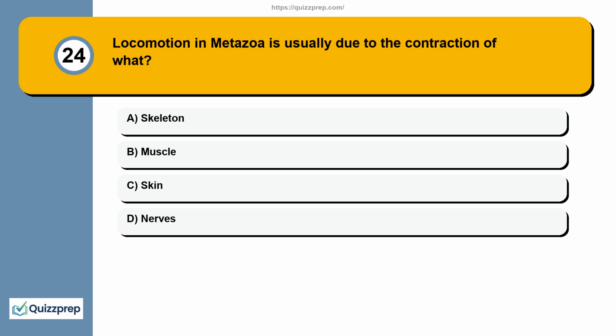Question 24. Locomotion in metazoa is usually due to the contraction of what? Skeleton, muscle, skin, nerves.